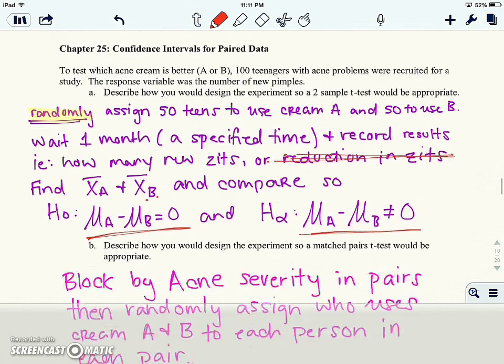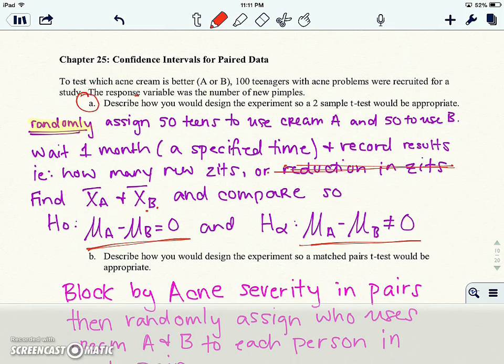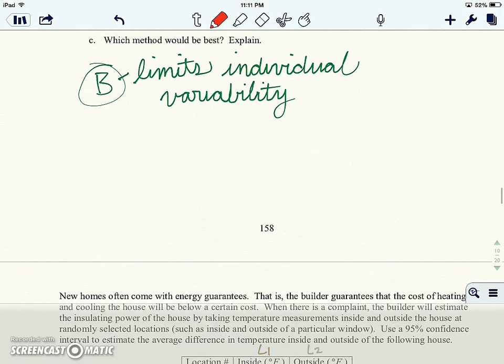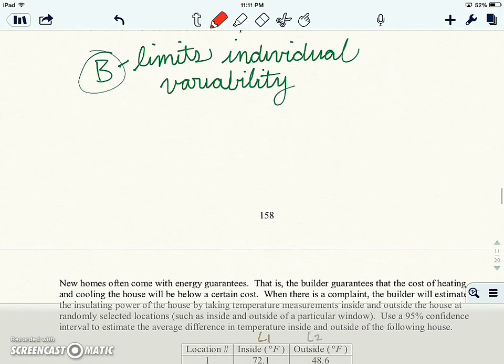What if, when you're doing this randomness, you randomly assign the kids, just happens to be that more of the kids that have really bad acne end up using cream A, so in the end it looks like cream A doesn't do as good of a job as cream B, but it's just because your subjects happened to have worse acne than in the other group. So it limits the individual variability.